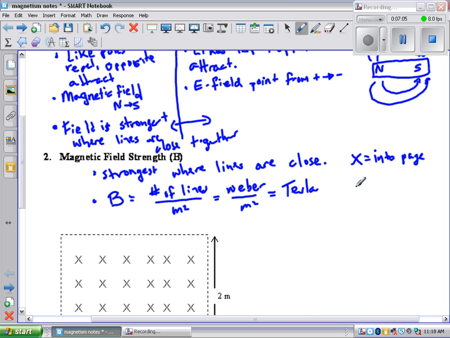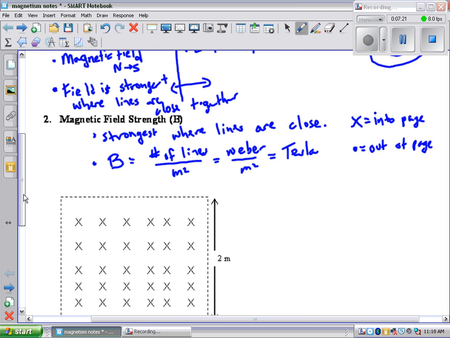And if the arrow is coming out of the page towards you, you would just see the tip. So that's a dot. So you would see the tip of the arrow, which is a dot, and a dot stands for out of the page toward you.